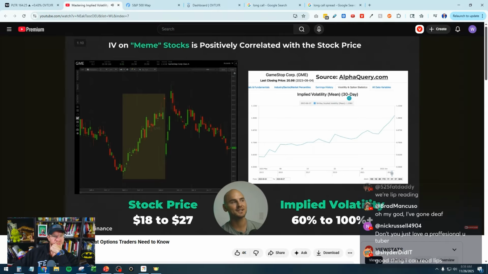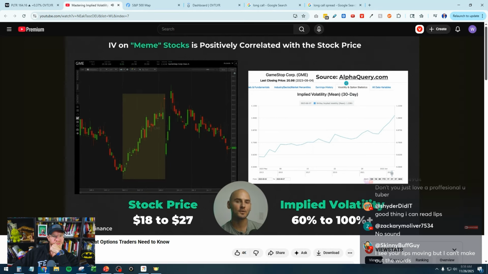Mean 30-day implied volatility as provided by a website called alphaquery.com.